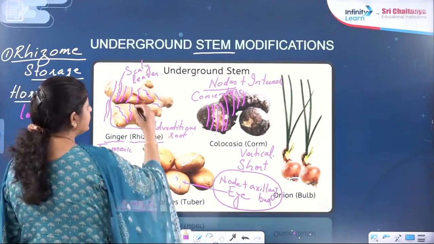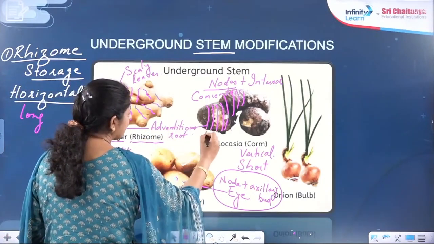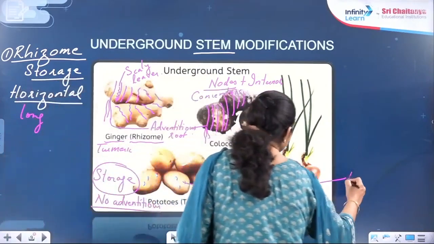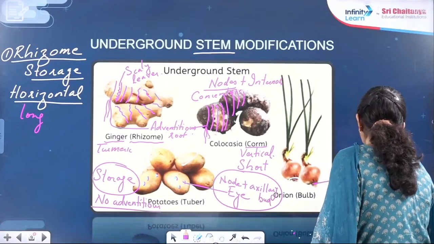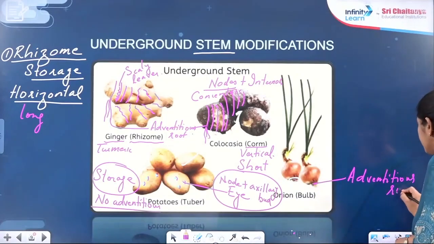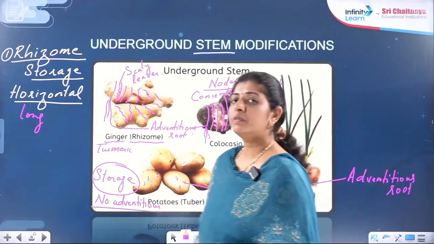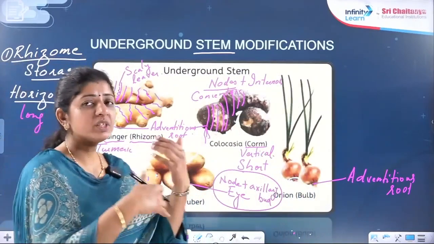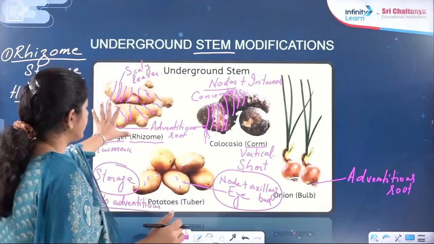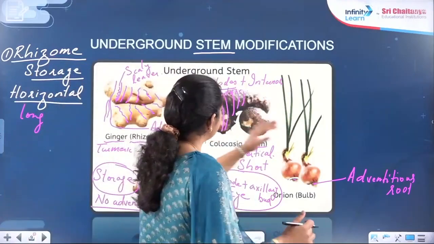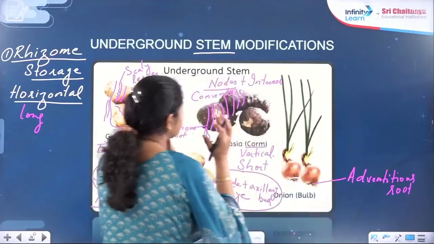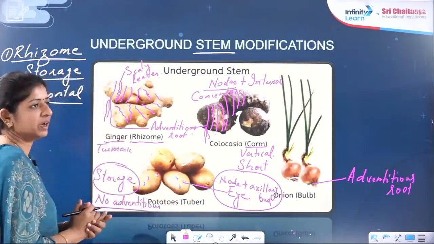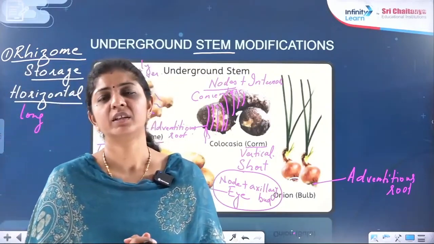Adventitious root you will find in the rhizome. Even you will find adventitious roots in case of corms. Even you find adventitious roots in case of bulbs, right? But in the tubers, you will not find adventitious roots. Are you getting that? See, let me say this point once again. The rhizome, corm, bulbs, they will show adventitious root. But storage of food will be in rhizome, corm and tubers. Are you getting that? This is very important fact that you should know.